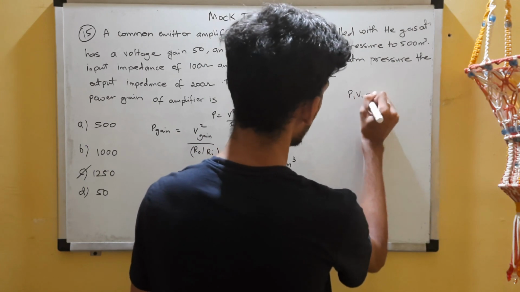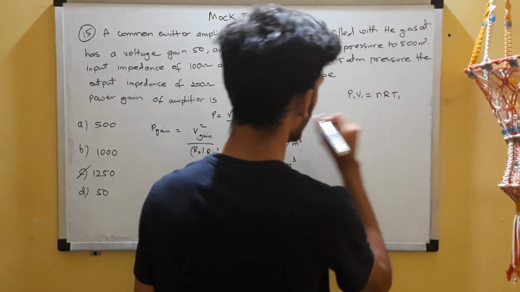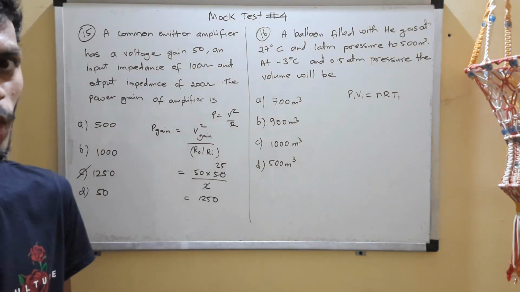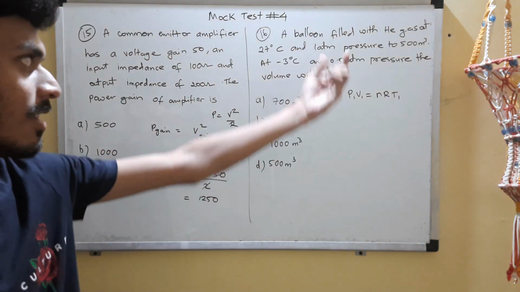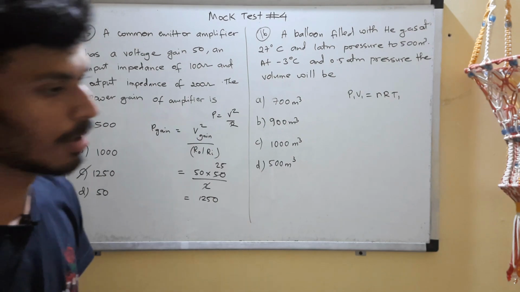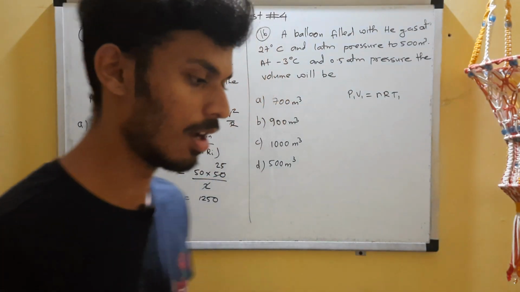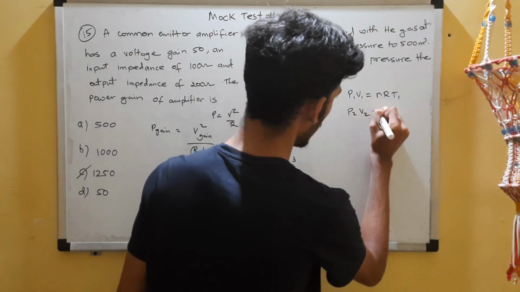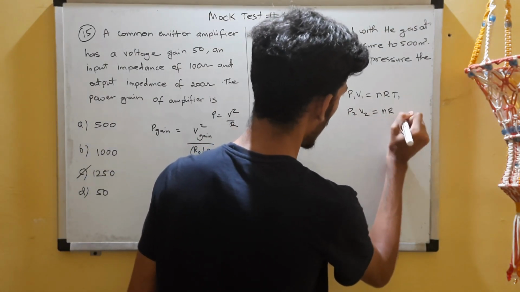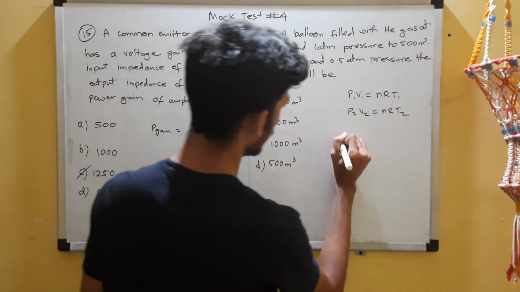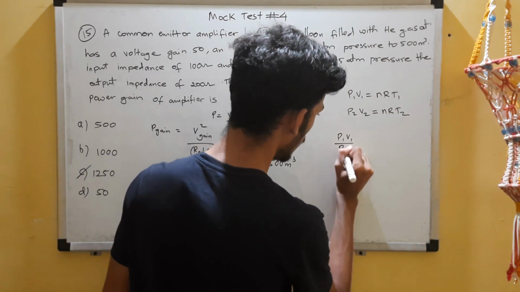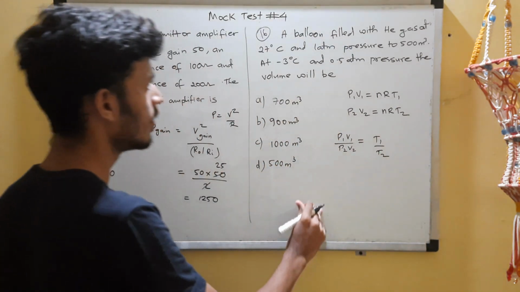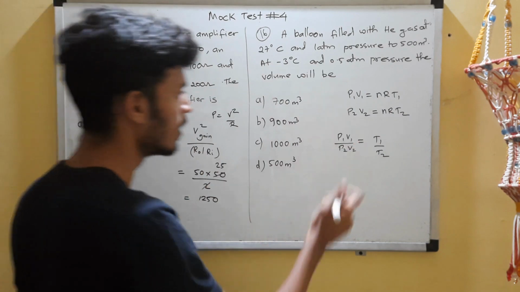So P1 V1 is equal to nRT1 in the first case. Okay, R will remain constant. Number of moles will not change. You are only changing the temperature and pressure. Number of moles depends upon the number of molecules, right? So that won't change. So in the second case, we can write P2 V2 is equal to nRT2. Now you take the ratio of both. So P1 V1 by P2 V2 is equal to T1 by T2. What are we supposed to find? We are supposed to find V2, the volume in the second case.